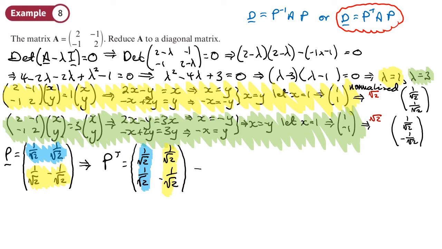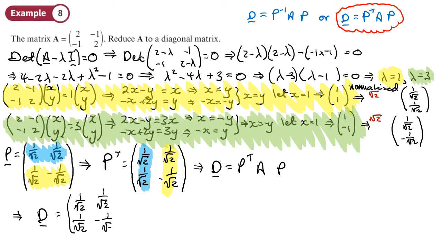So now D, the diagonal matrix we're trying to find, is equal to P transpose times A times P. So now we're going to work that out. That's going to be P transpose, this matrix with the negative 1 over root 2 here, times matrix A, which is 2, negative 1, negative 1, 2, times P, which is exactly the same as P transpose in this example. And then we'll multiply these out.